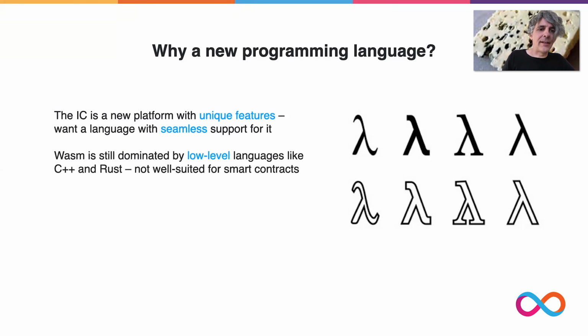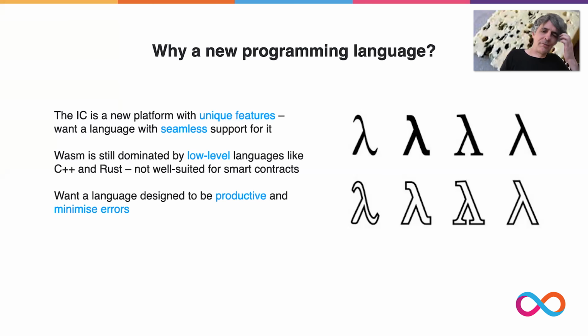The other reason was that, at least at the time we started, WebAssembly and the whole ecosystem was still dominated by low-level languages. At the time, there were basically only two mature compilers for WebAssembly: C++ and Rust. While these are nice languages in their specific niches, they are very low level, and a low-level language doesn't seem like a particularly good match for writing things like smart contracts, because they tend to be unsafe and have other disadvantages.